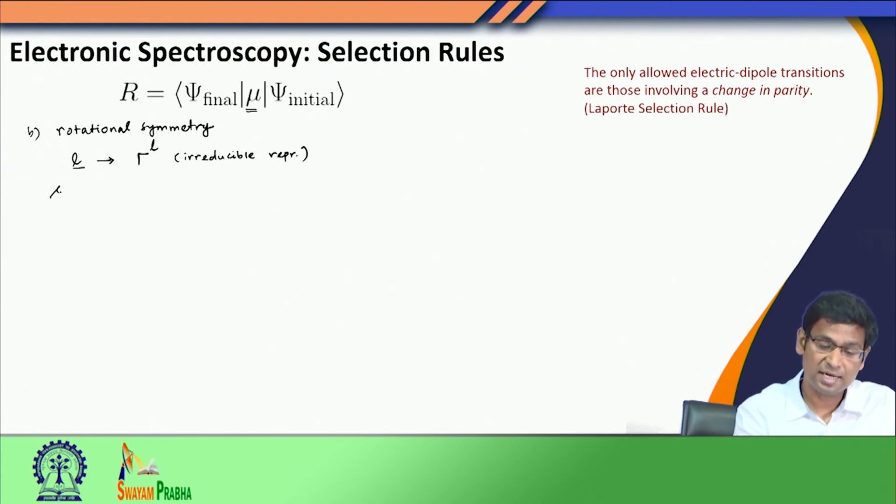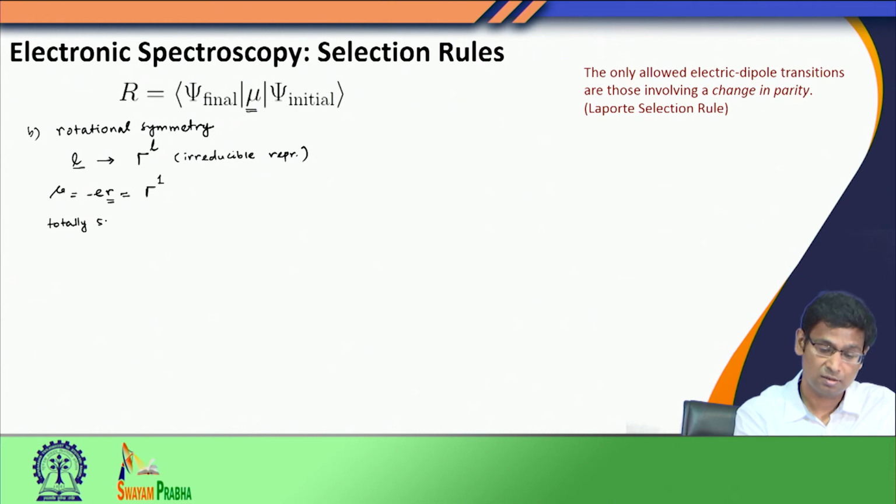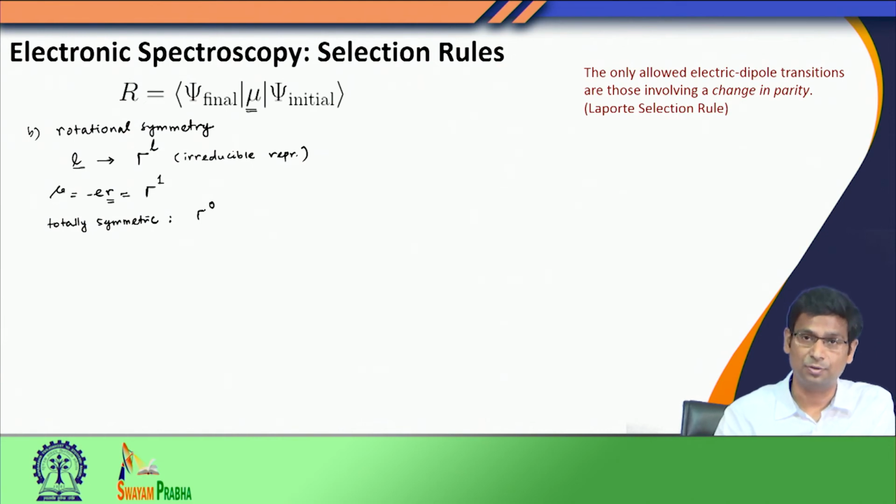Under that, the electric dipole moment mu, which is minus e into r, which is actually a translational function, this is simply a Cartesian position function raised to the power 1, which is similar to the symmetry of a translational motion. So, therefore, its symmetry is gamma to the power 1. Under this condition, what will be the totally symmetric representation? That would be gamma 0. Gamma 0 is the totally symmetric representation.